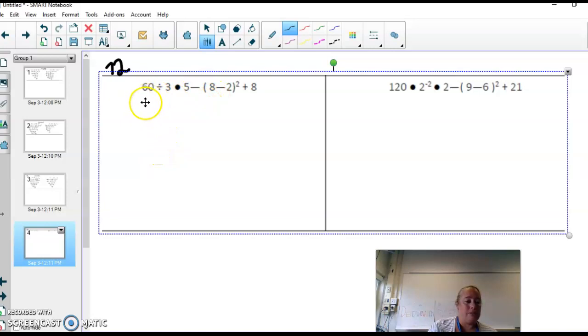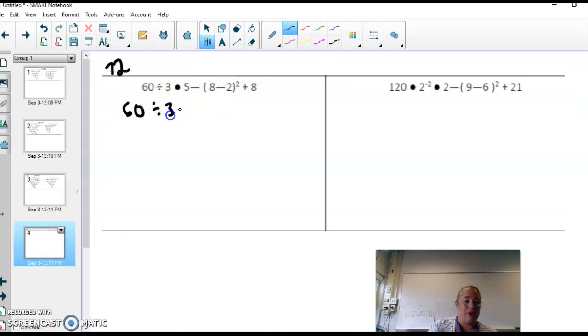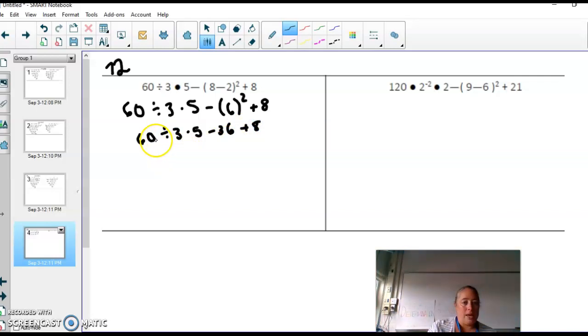This one I think is a little bit easier. So parentheses first. 60 divided by 3 times 5. Okay, 8 minus 2 is 6. Okay, clearly we have an exponent here. Okay, 6 squared is 36. Multiplying and dividing. 60 divided by 3 is 20. You can see I'm continuing to do one step at a time. 20 times 5 is 100.